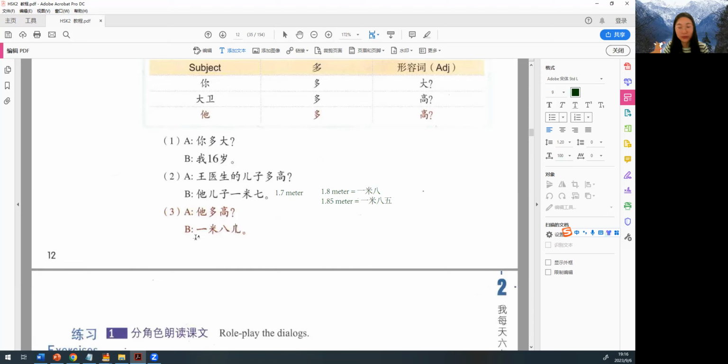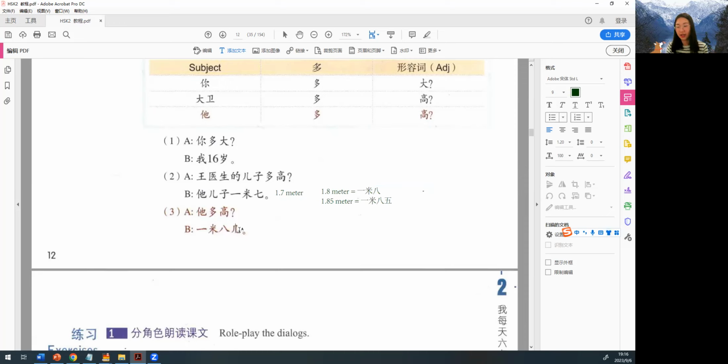And please do really understand how to use this 几 or 多, because it's just a listening question asking, okay, you hear the listening question, how tall is he? 1.8几. And then there are 3 options.